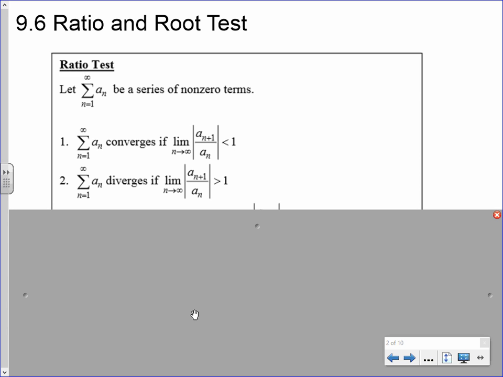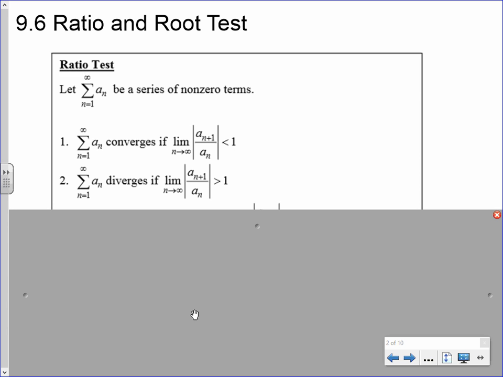Is that the third one? You're saying a sub n over a sub n plus 1 would be less than 1, greater than 1. Greater than 1 would make it converge. Oh, I see. Okay. Well, we're just going to keep it the same as to not be confusing. We're going to keep it as a sub n plus 1 over a sub n. If that limit is less than 1, it converges. If it's greater than 1, it diverges.